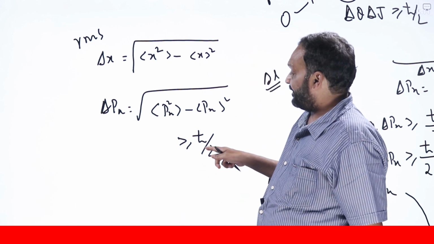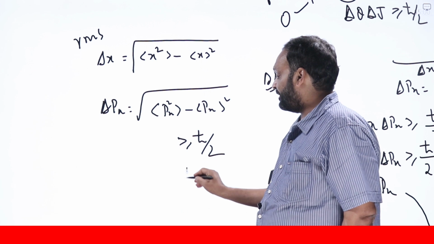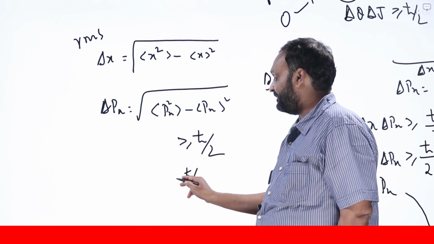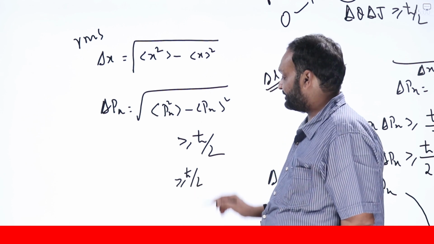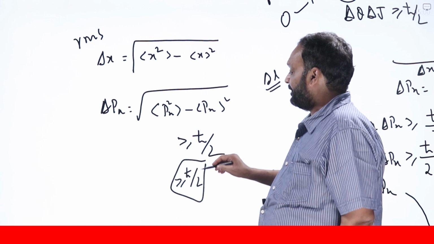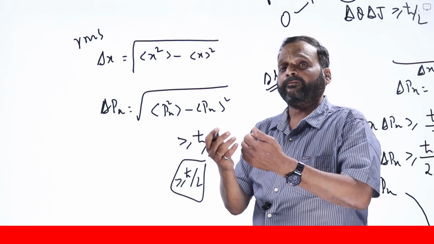What do they have? There is one minimum value. What is that minimum value? H bar by 2. And above that H bar by 2, it can have any value greater than or equal to. It means there is a specific minimum value, H bar by 2, and above that, the product can have any value.